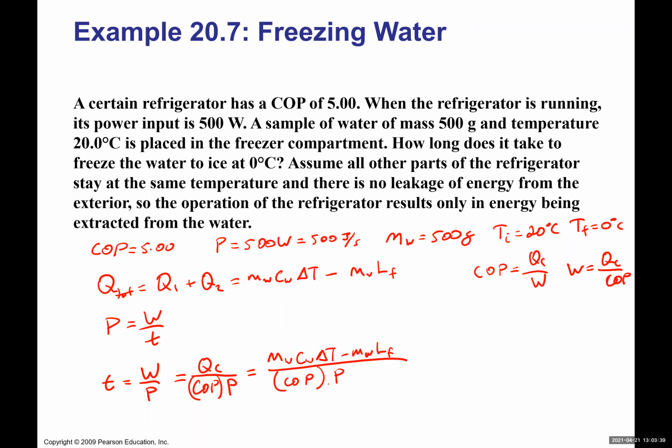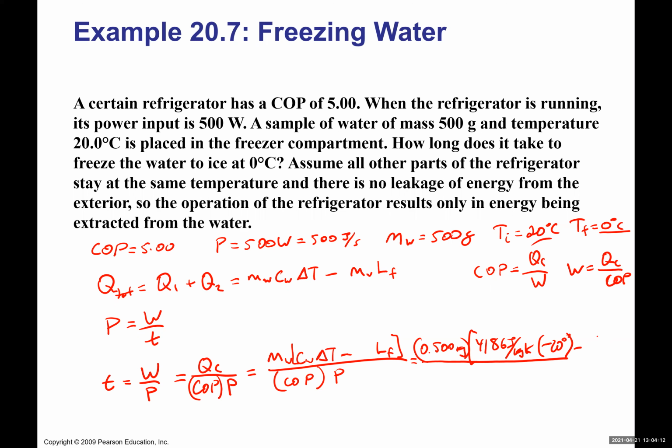You pretty much have everything. So then we can write down. Technically I can factor out the mass to make it a little bit easier. So what I have here is 0.5 kilogram. We have to convert it into kilogram. Then times the specific heat of water, which is 4186 joules per kilogram Kelvin, times the change in temperature. So it's going to be 0 minus 20, so minus 20 degrees.